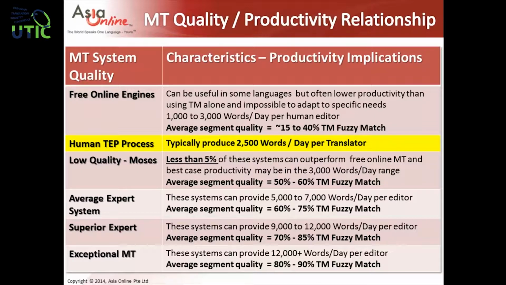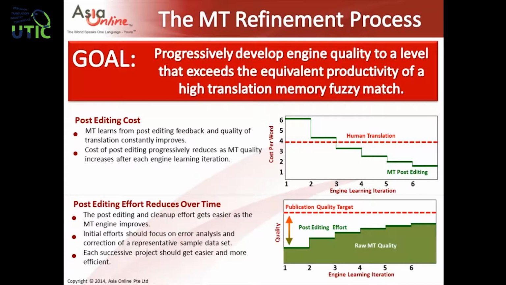But in terms of expert systems, we're seeing, and this is the Asia Online experience, that the productivity ranges from 5,000 to 12 to 15,000 words a day. And the better the system, the higher the quality of the individual segment that comes out. So if you took a random set of 1,000 segments from the system, you'll find that 80 to 90% of them look like high fuzzy matches. And this is what you're trying to do. You're trying to get the average output of the MT system as high as possible.